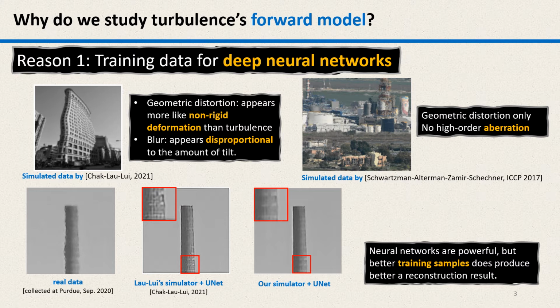So why are we interested in the forward model? The first reason is that collecting long-range data for training deep neural networks is very difficult. Better synthetic training data will certainly lead to better results. We would also like to generate a large amount of data in an efficient way.